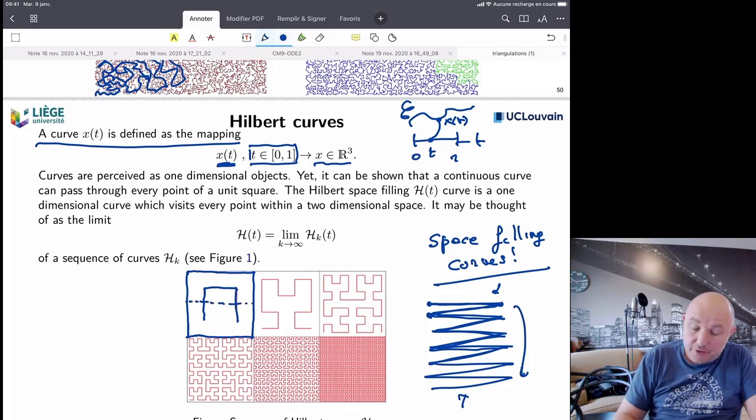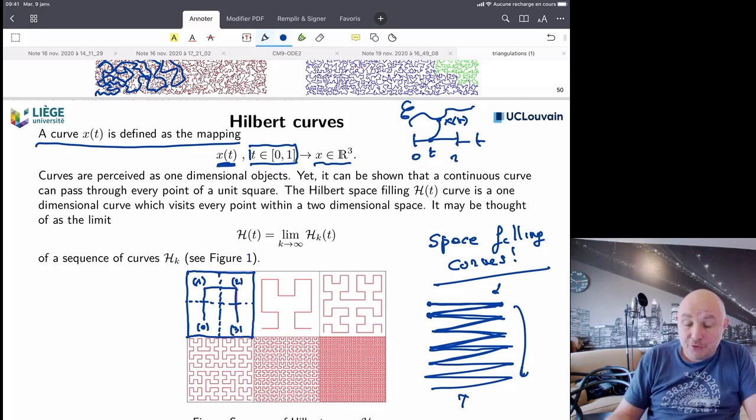That pattern actually allows us to number the quadrants, the 4 quadrants of that unit square. So this is 0, 1, 2, and 3. What is important to understand is 0 is close to 1, 1 is close to 2, 2 is close to 3. Then you apply this pattern recursively.